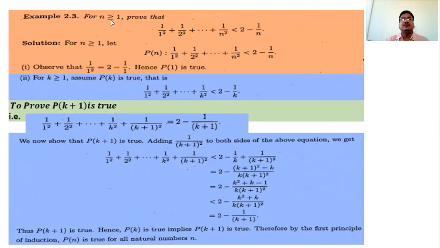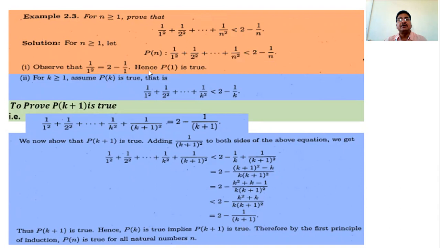But here, the given condition is n greater than or equal to 1. So it is equal. So there is a correction in the problem: prove that this is less than or equal to, not strictly less than. That is, we have an equal to sign. Therefore, write here less than or equal to, or otherwise write n greater than or equal to 2. So here is the correction in the example. And for n equal to 1, we have the equality sign. So we have to show LHS is either less than or equal to RHS.